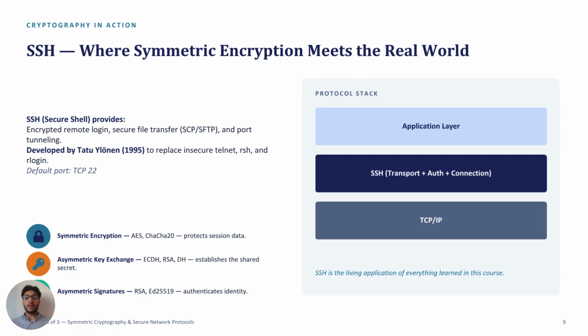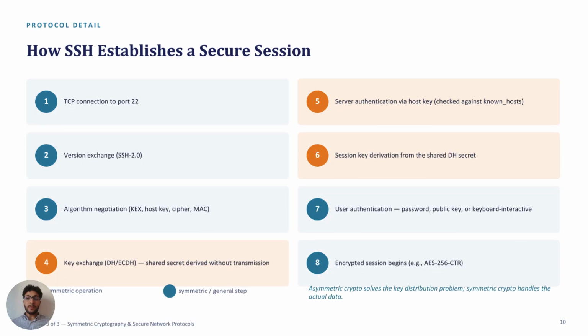SSH is a hybrid cryptosystem. It uses asymmetric cryptography to solve the key distribution problem, then switches to symmetric encryption for the actual session, and that symmetric cipher is almost always AES. The SSH handshake is where the theory meets practice.